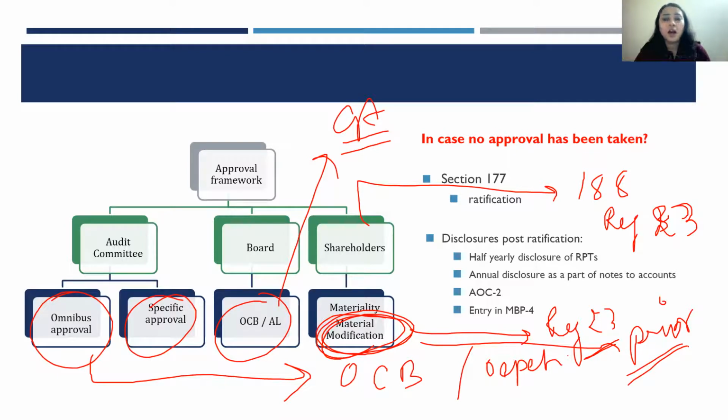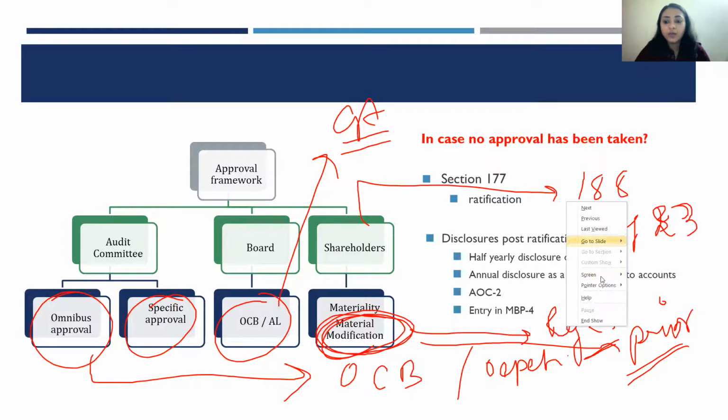Now, the question which arises here is that sometimes, due to the urgency of a particular transaction, it might not be possible to call an audit committee meeting or a board meeting and take approval for the RPT. So in that case, can the same be passed through RBC?